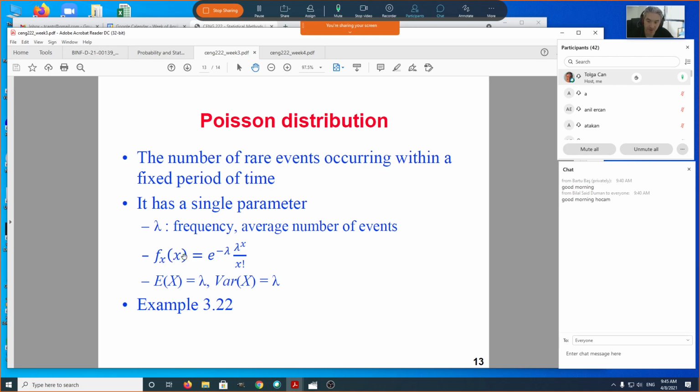So f(0), observing 0 cars in the next hour, is going to be e to the minus lambda, lambda to the power 0, which is 1, divided by 0 factorial, which is also 1. So this e to the minus lambda is the probability to observe 0 cars in the next hour. Okay, so its expected value, since we are given the average number of events that occurred in that time interval already as lambda, is the parameter of this distribution, which is lambda.